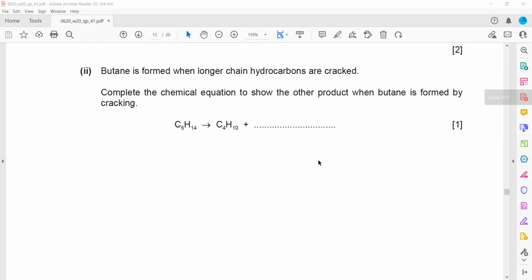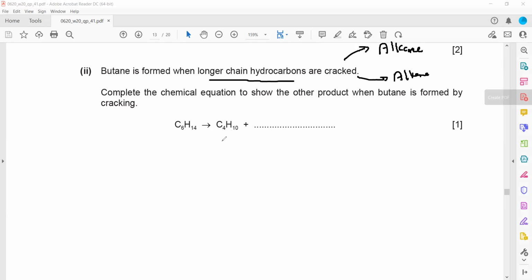The next part: butane is formed when long chain hydrocarbons are cracked. Remember, whenever we carry out cracking of a long chain hydrocarbon, what will be the products? One of the molecules will be an alkane and the other molecule will be an alkene. Complete the chemical equation to show the other product when butane is formed by cracking.